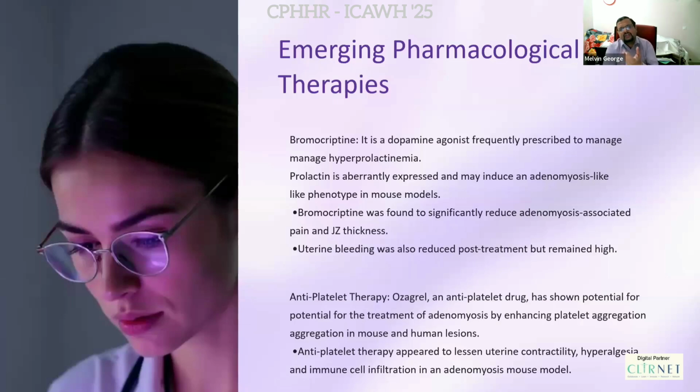So some of the recent treatments that are now coming up: we are looking at other drugs besides hormones which can be effective. They have seen that a drug called bromocriptine, which is used in patients with Parkinsonism, is a dopamine agonist. It can also be useful because there is a theory which states that the hyperprolactinemia that is there in patients with adenomyosis can be suppressed to a large extent, and indirectly that helps in reducing the adenomyotic lesions. Similarly, we have a drug called ozagrel, which is an antiplatelet drug that is found to lessen uterine contractility, hyperalgesia, and immune cell infiltration in animal models of adenomyosis.